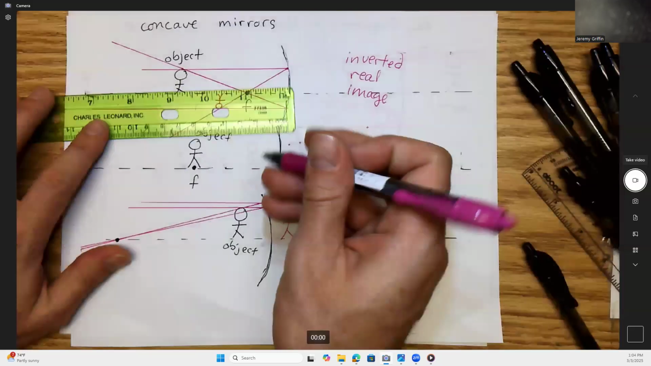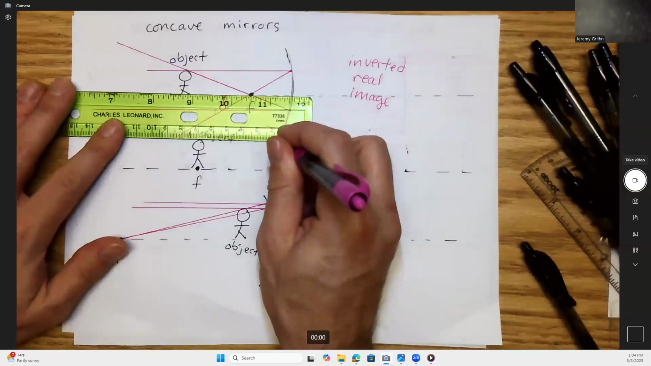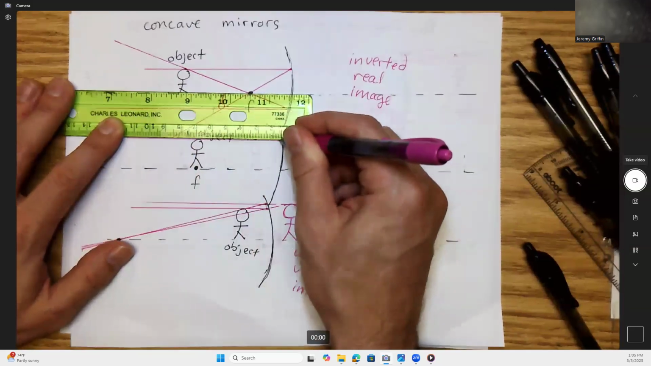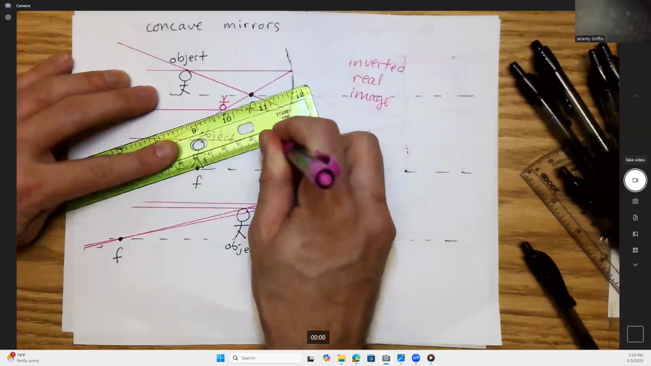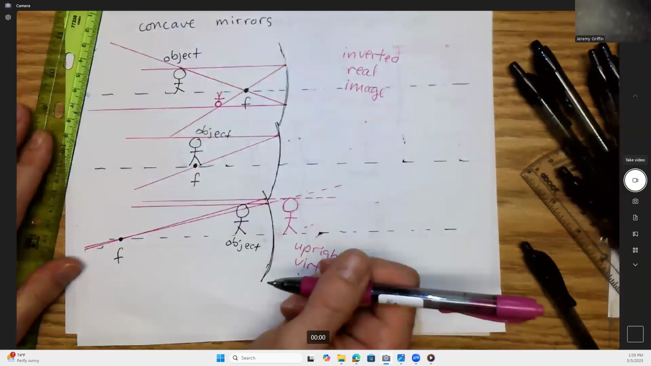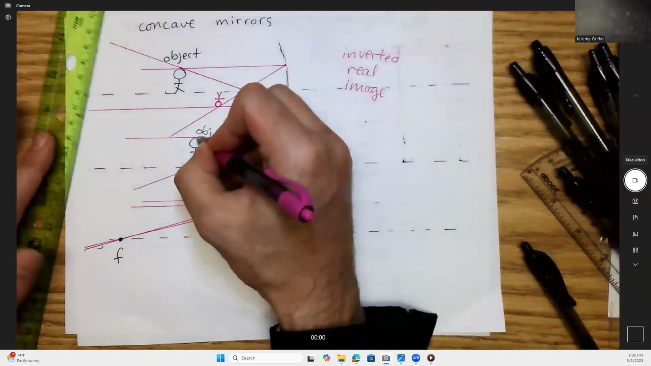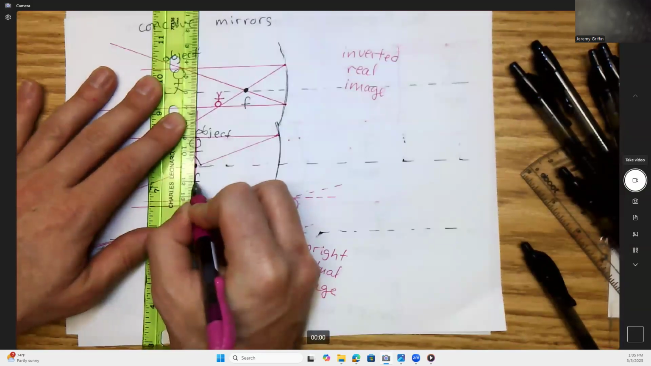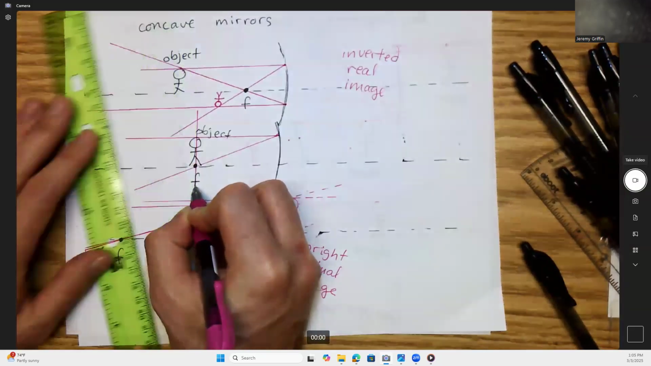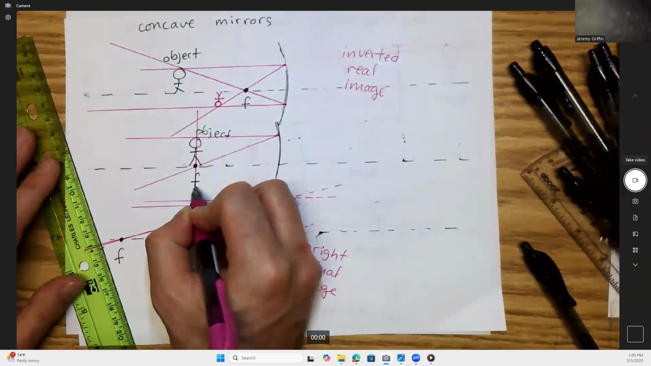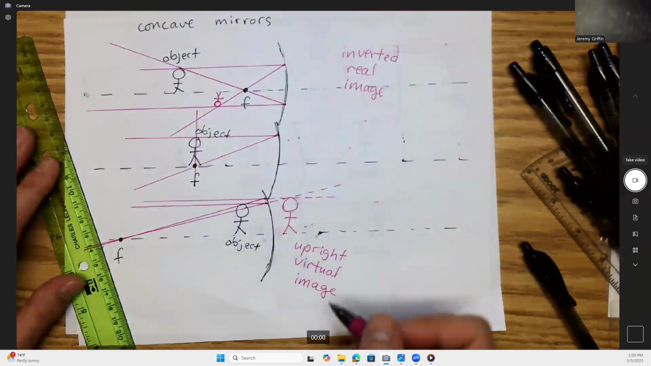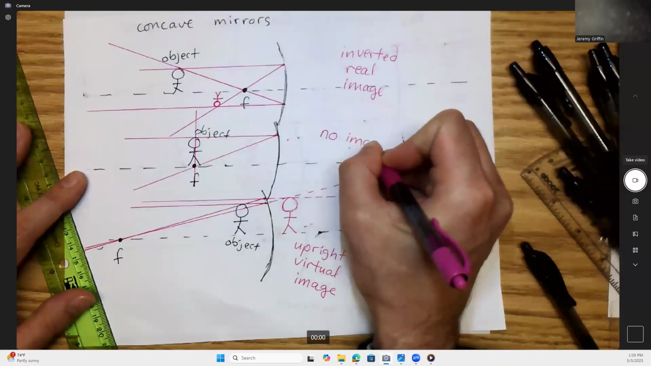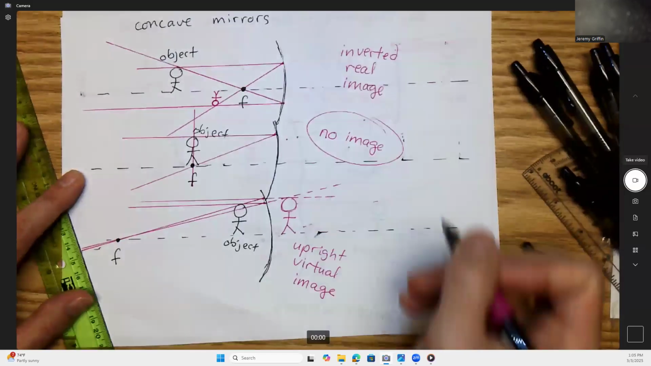Well, let's see what the ray diagram says. So run a ray parallel to the floor across the top of his head. That's gonna bounce, boing, through the focal point. And then we'll go back to the top of his head and run that through the focal point. Normally we take this all the way to the surface of the mirror, except now that doesn't really work, so it kind of falls apart. Guess what the answer to this one is? No image. There's no image.